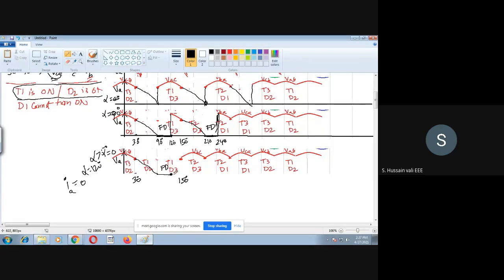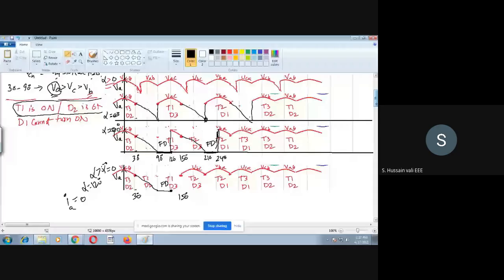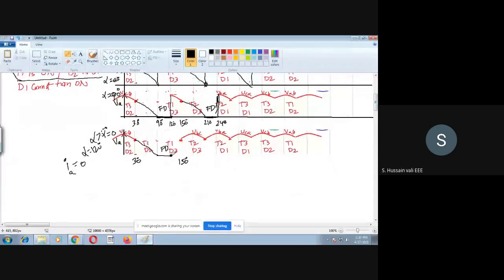If the current in the armature becomes 0, then what is the VA value? If you apply KVL here, if the current is 0, then VA is equal to EB. This you have seen even in the single phase converters also. So the voltage after this point becomes EB. Now at 150, once again you trigger another set of thyristors.